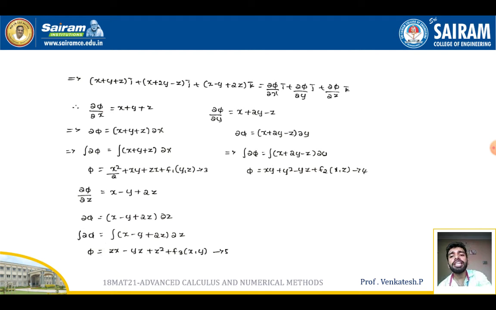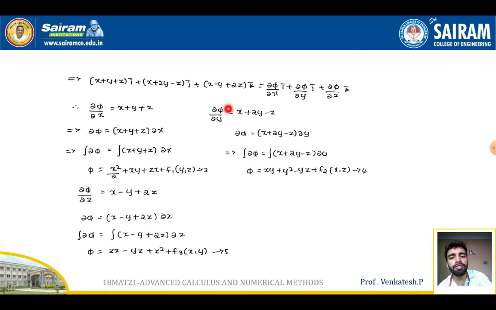Now, to estimate pi, I am going to integrate the first equation with respect to x, treating y, z constant. The second equation I am going to integrate with respect to y, treating x, z constant. The third I am going to integrate with respect to z, treating x, y constant. So on integrating the first equation with respect to x, treating y, z constant, I'll be getting pi is equal to x square by 2 + xy + zx + f1 of (y, z). Since it is a constant here, I'm choosing the constant in terms of y, z.